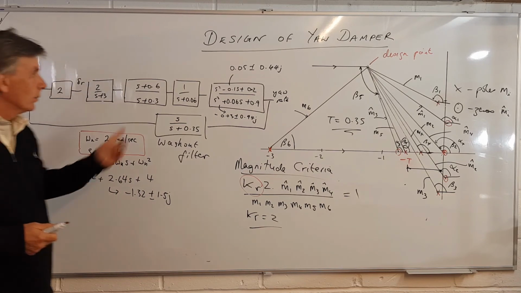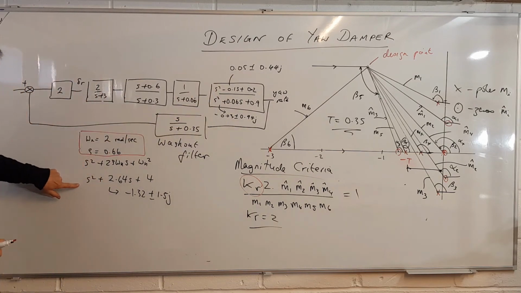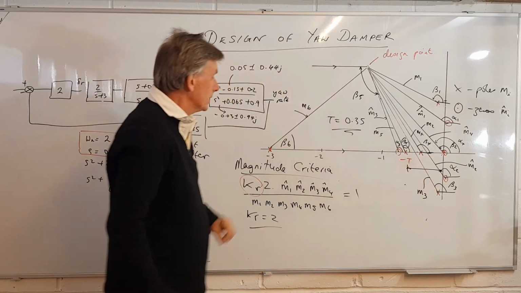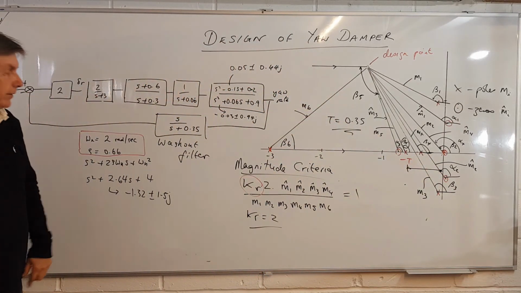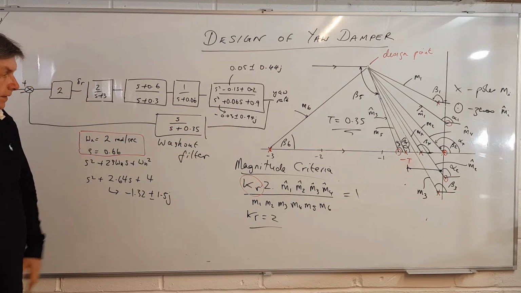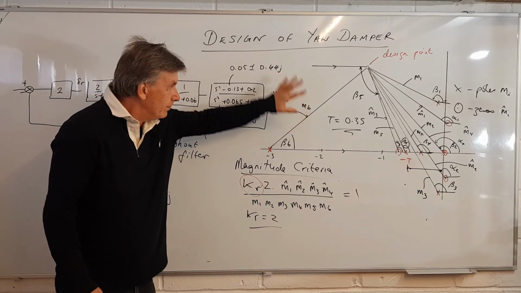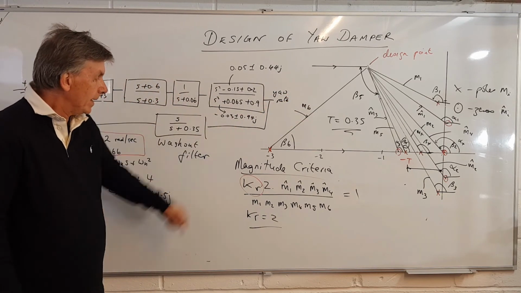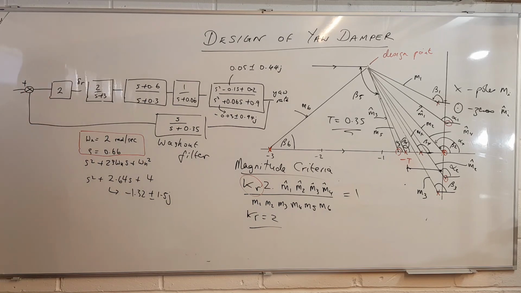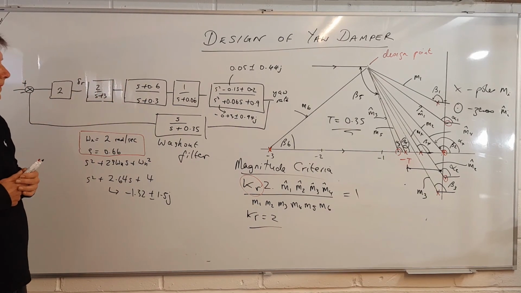Just to recap, we start off, work out the poles and zeros, work out the desired pole. The desired pole gives us this point here. Plot all the poles and zeros, then apply the angle criteria to get out this little parameter here. And then once we've done that, we can locate that point. We can then go back to the diagram, measure all the distances, put them into the magnitude criteria, and that will give us the gain Kr. And that concludes the design of the damper.